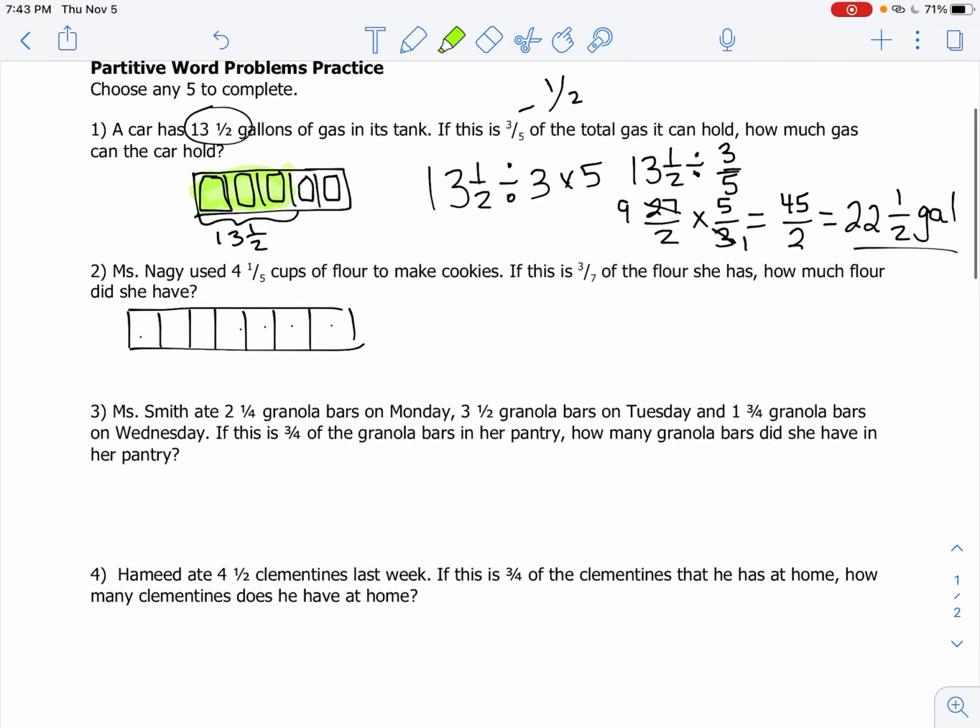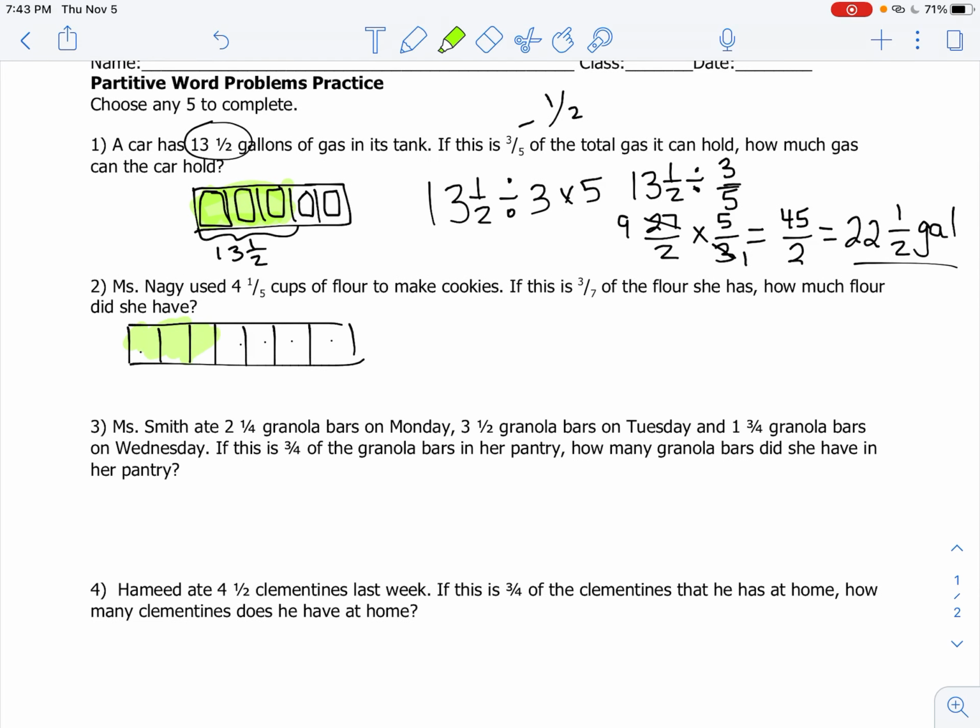Okay, so we have 7 pieces. I'm going to shade in 3 of them. And this 3/7 represents 4 1/5 cups. So what does that mean? I can take my 4 1/5, divide it into 3 equal sections. That would tell me how much goes into each box. And then we can multiply by 7 to fill up that whole box. So really, that's the same thing as saying 4 1/5 divided by 3/7.